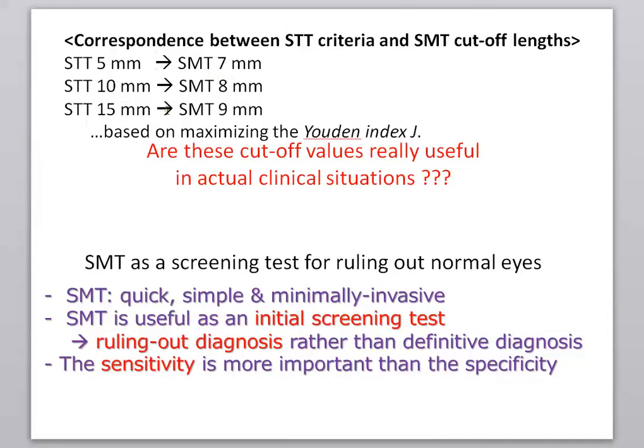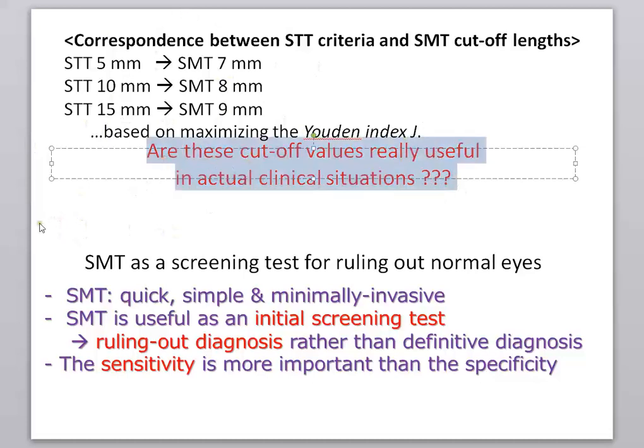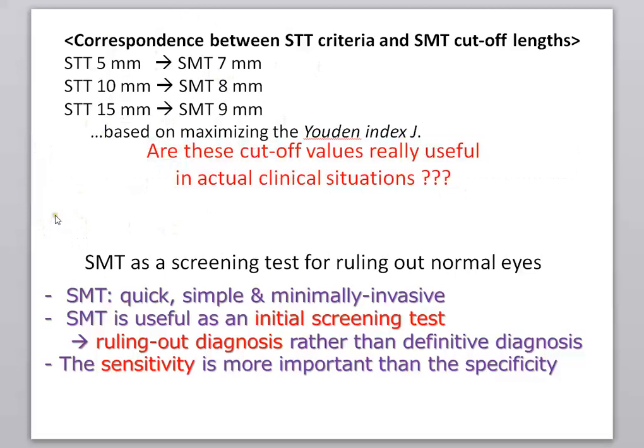Okay, this is a summary here, but immediately the following question may pop up in my mind. Are these cutoff values obtained based on this consideration and Ewing index really useful in actual clinical situations? It's really questionable. I personally feel so, and of course we have to discuss more about it. But I would like to discuss in a bit different manner. So I would like to come back to the original concept of SMT invented.